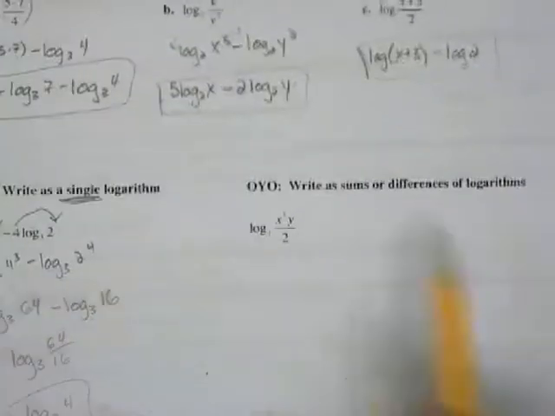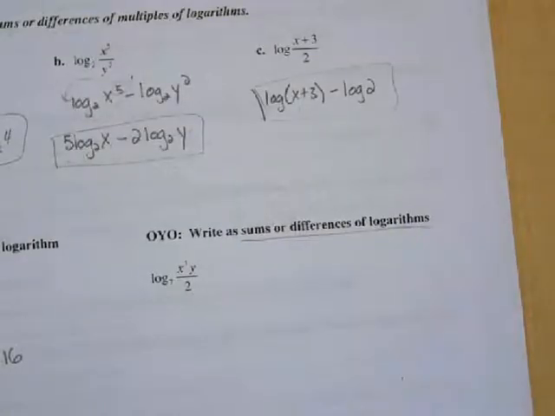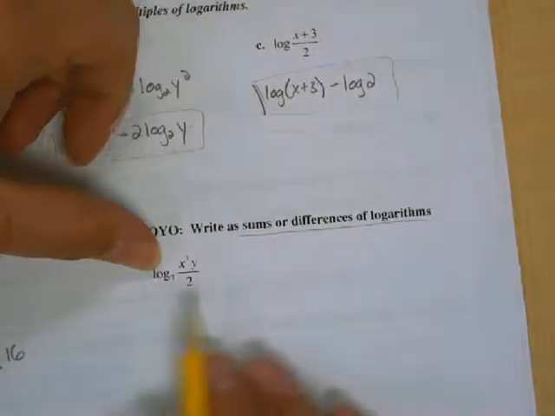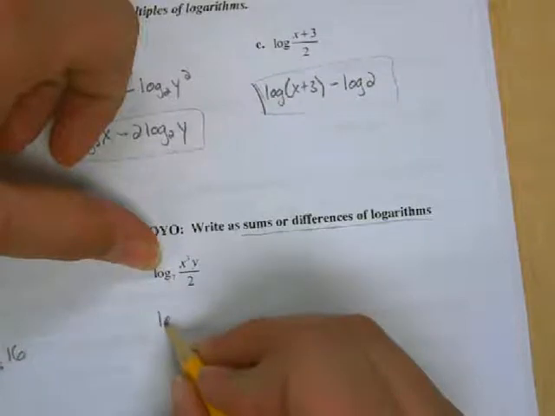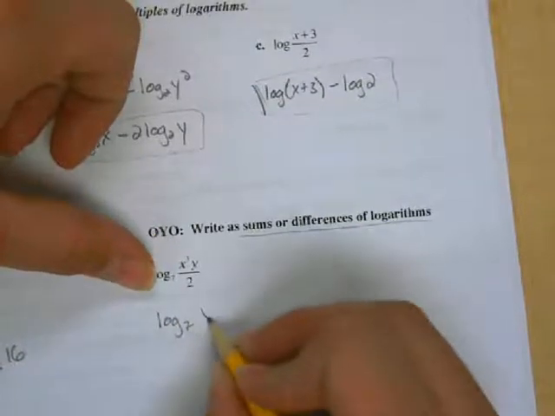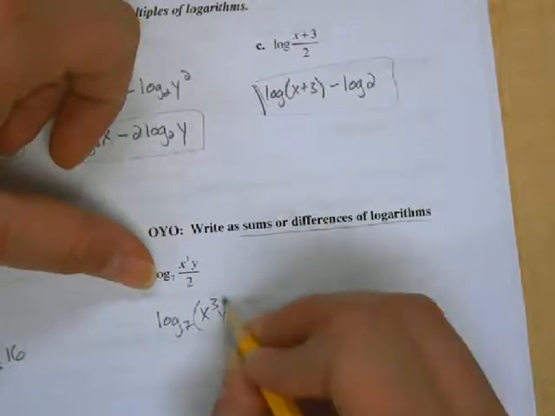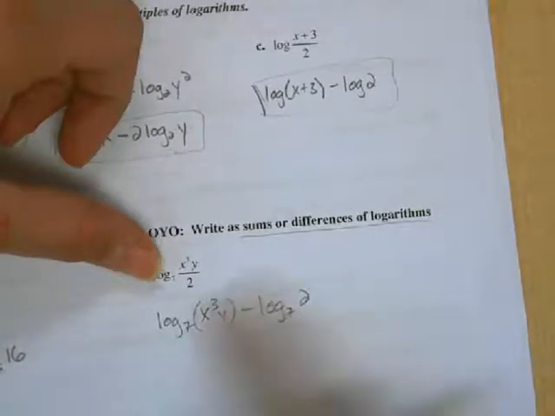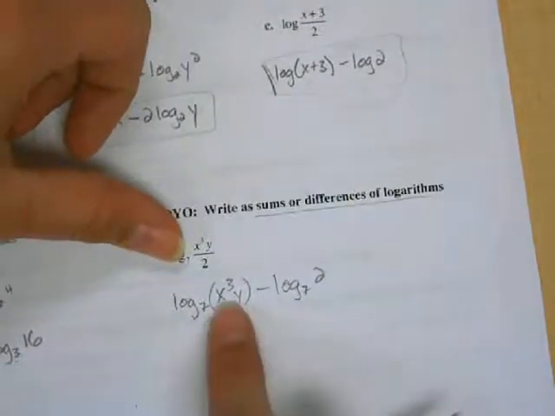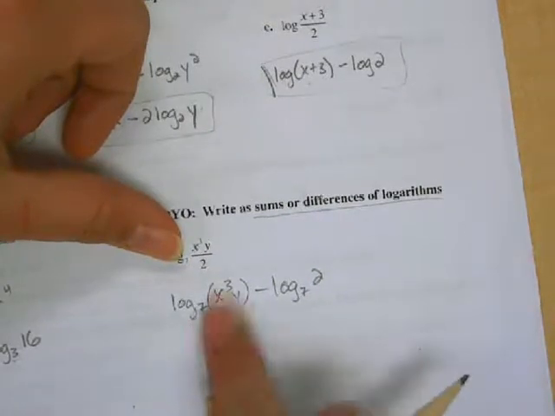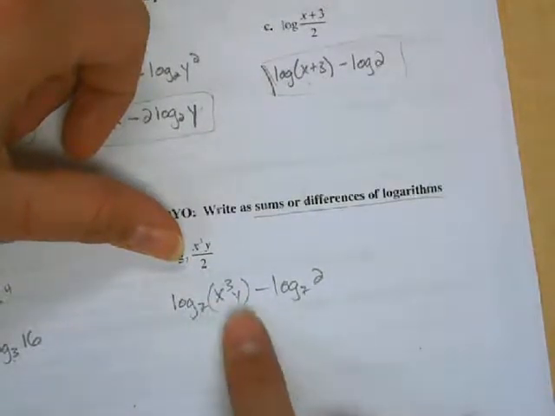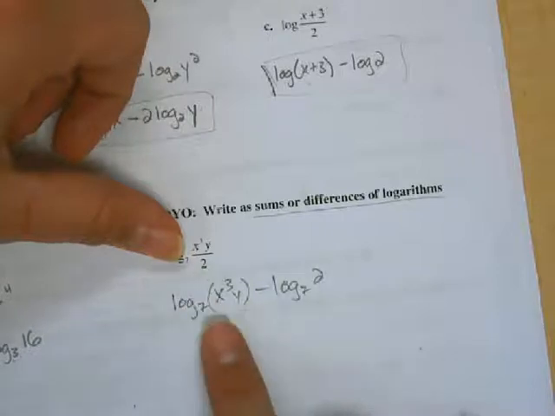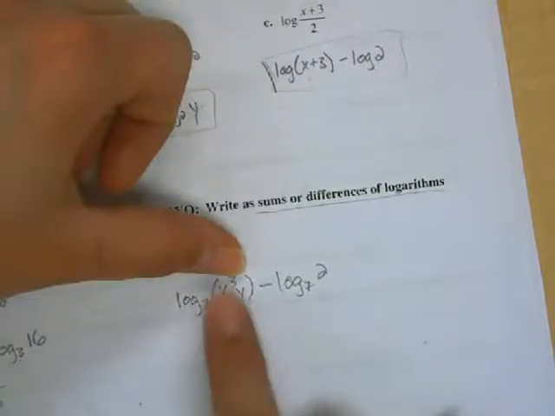Now the second one, they want us to go the other way. Write this as sums or differences of logarithms, which just means expand. Okay, so I'm going to start with the division. So I'm going to go log base 7 of this whole thing, x cubed y, minus log base 7 of 2. Okay, so we got the 2 out of there. Now I can't stop there. This means x cubed times y. That's what x cubed y means. If it was xy, that means x times y. Okay, this is multiplication. I can't leave multiplication.